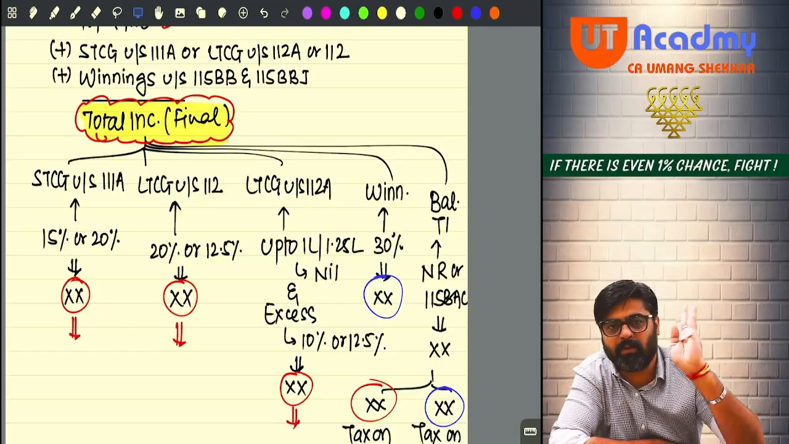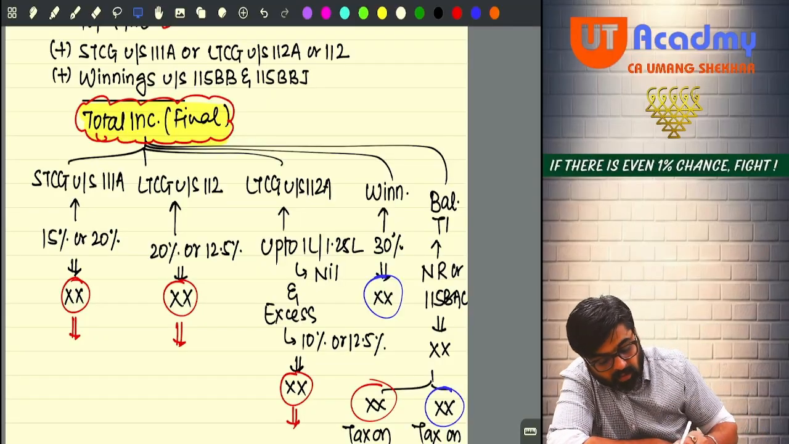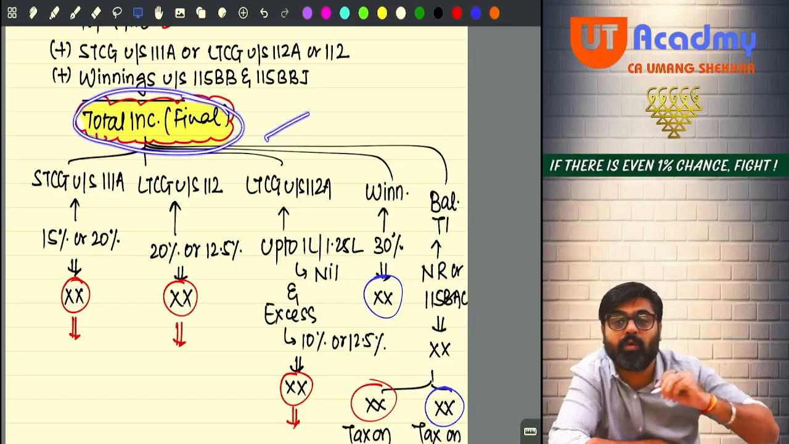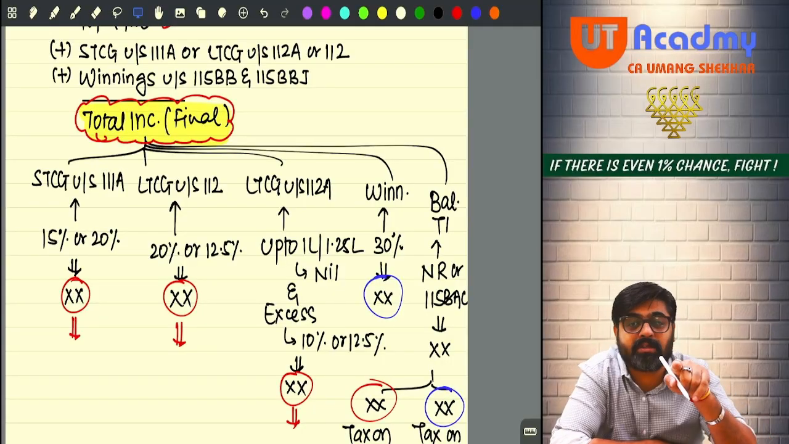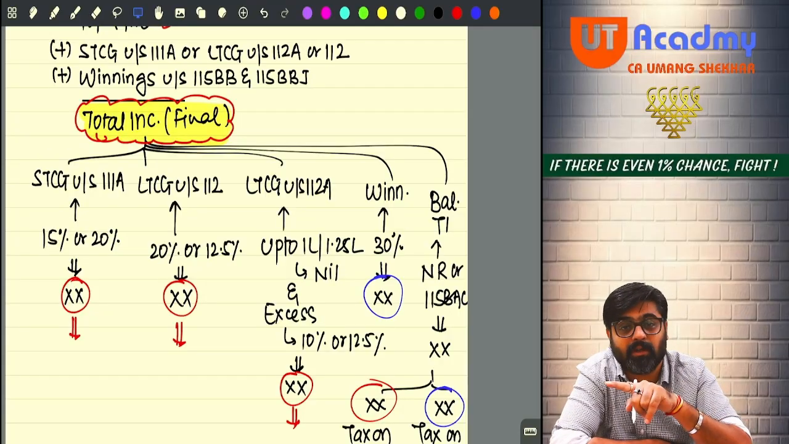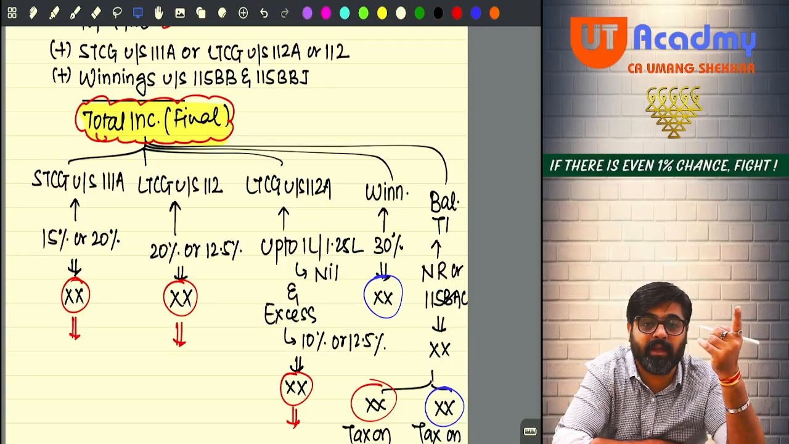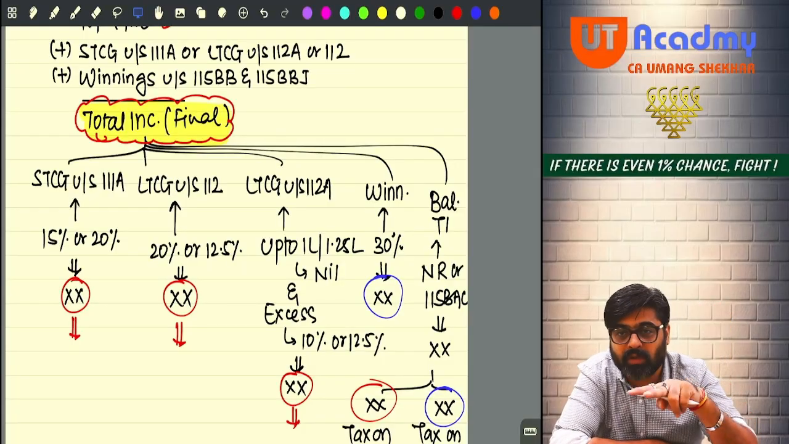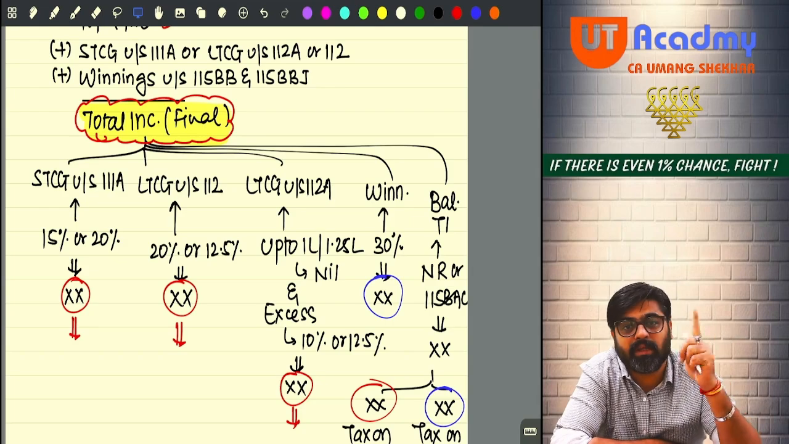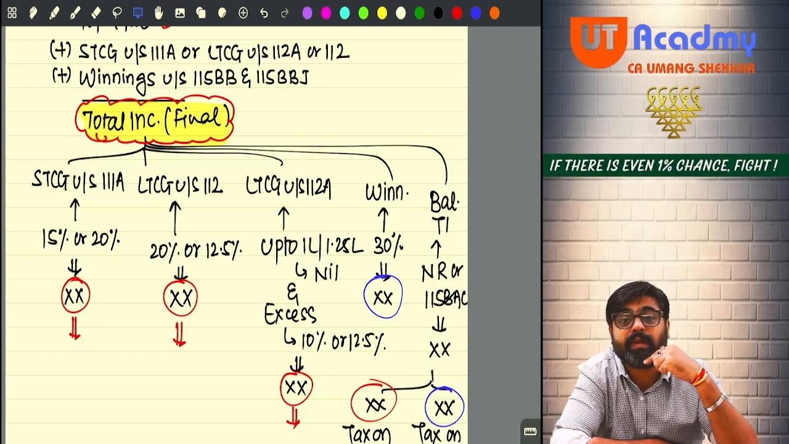Then there will be no problem. But what if your total income is more than 2 crores? So now the rate of surcharge on tax will not be 15%. Now it will be increased to 25%. Do you remember the rate of surcharge? If your total income is more than 2 crores, the rate of surcharge is 25%.